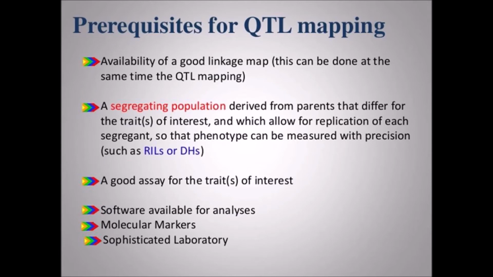Then what are the requirements for QTL mapping? Availability of a good linkage map, a segregating population, a good assay for the traits of interest, software available for the analysis, molecular markers, and sophisticated laboratory.